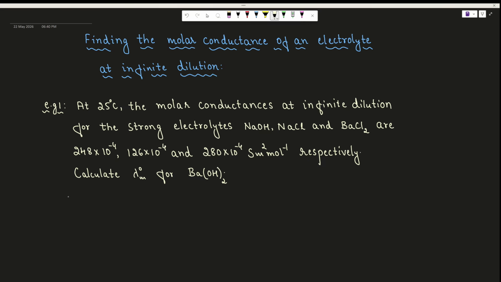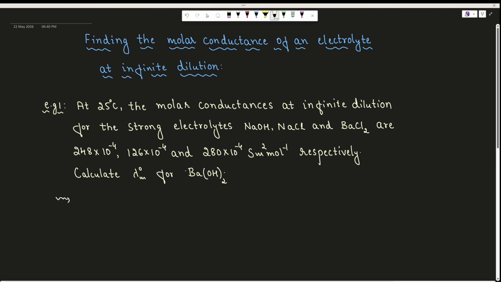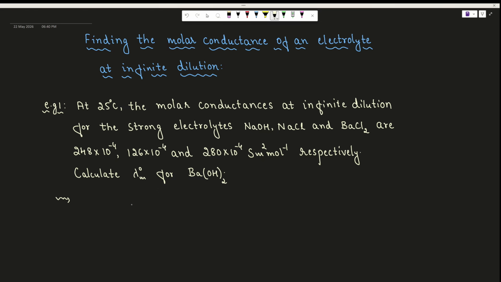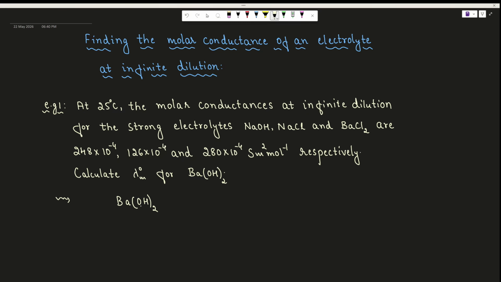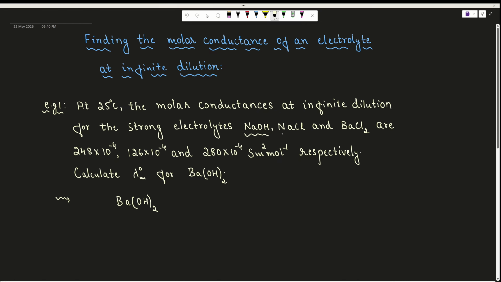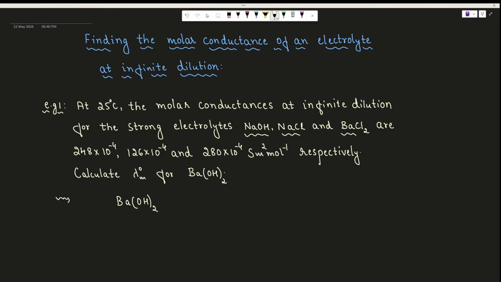Okay. So here what you can do is simply you can see what are the ions present in barium hydroxide. That is, if you take Ba(OH)2, here you have one barium 2 plus ion and two OH minus ions. Okay, so now we need to get this particular species from the given species, that is NaOH, NaCl and BaCl2. Okay, so how can we obtain this using these three?